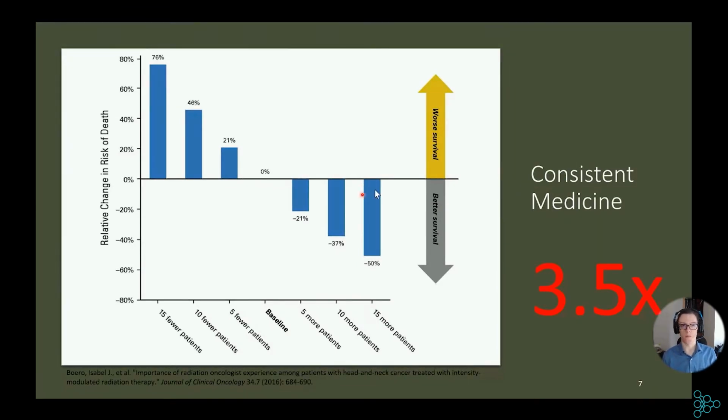So overall, from the fewest to the most, there's a 3.5 times increased likelihood of death. And this has nothing to do with the patients. This is simply the patients walked into a doctor's office who had seen more or less other patients with similar conditions that particular year. So obviously this is not a desirable state of our medical system.